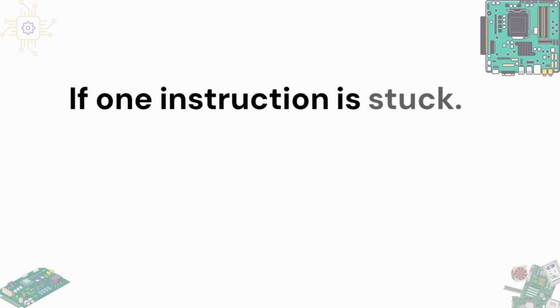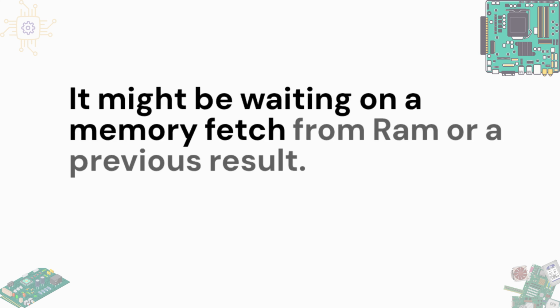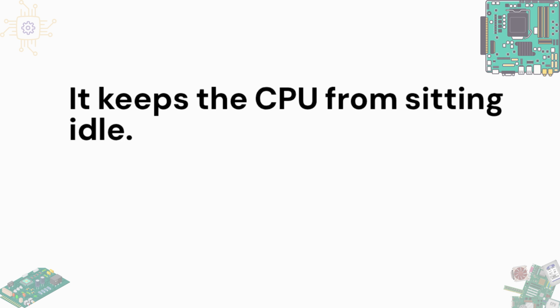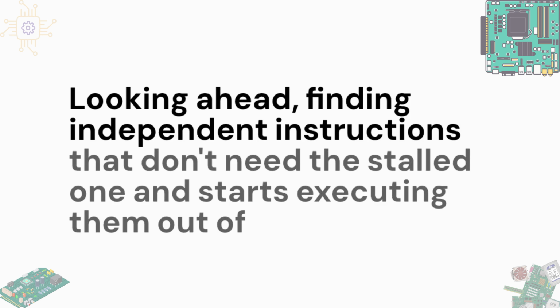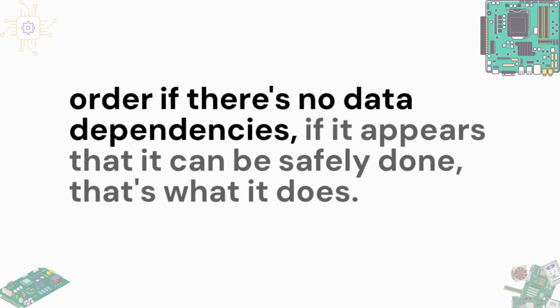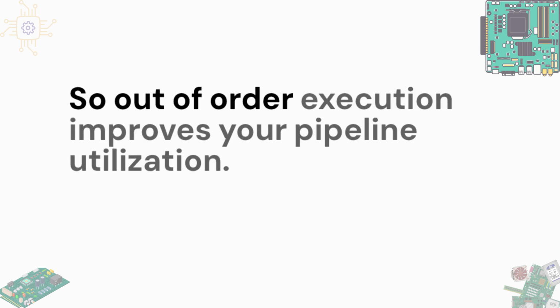If one instruction is stuck, it might be waiting on a memory fetch from RAM or a previous result. Out-of-order execution keeps the CPU from sitting idle, looking ahead, finding independent instructions that don't need the stalled one, and starting to execute them out of order. If there are no data dependencies, if it appears that it can be safely done, that's what it does. So out-of-order execution improves your pipeline utilization.